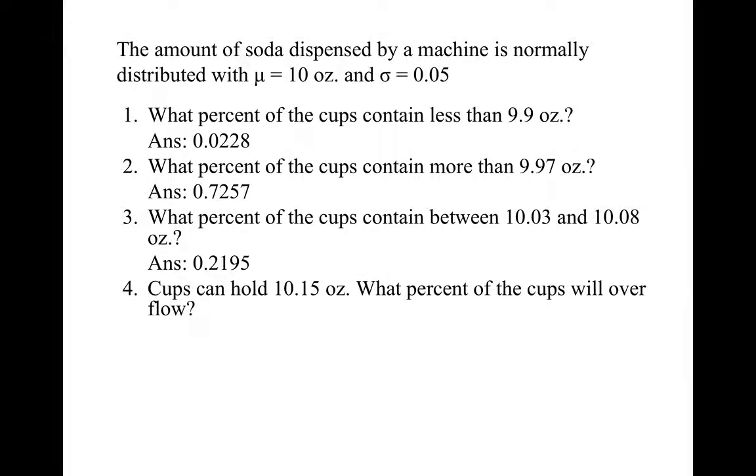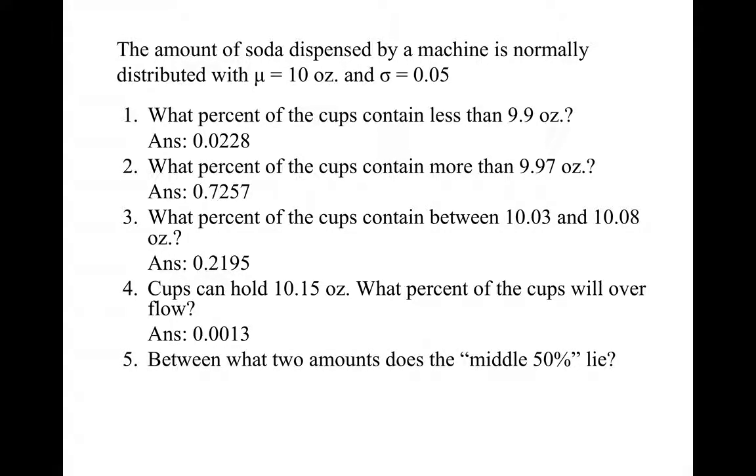Okay, cups can hold 10.15 ounces. What percent of the cups will overflow? All right, so we're looking for what's the proportion that are above 10.15. If you think about what a z-score is for 10.15, that's going to be a z-score of 3. The probability of getting a z-score bigger than 3 by the empirical rule is about 0.0015. All right, I think your calculator is going to tell you 0.0013. Right, again, we're not going to sweat the fourth decimal place.